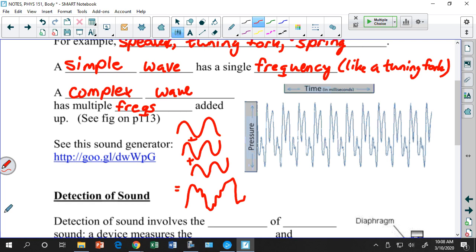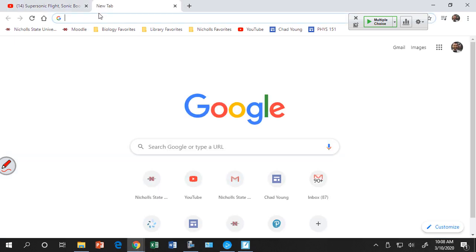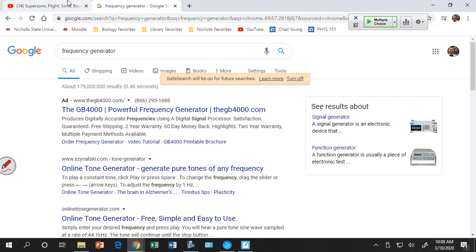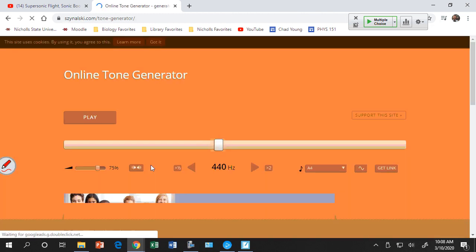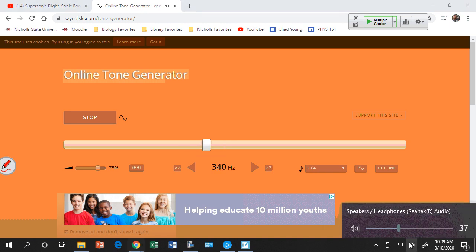Let me show you an example of this. This is kind of cool. I'm just going to search frequency generator on YouTube. This online tone generator allows you to create tones of different frequencies. So this is about the same as that tuning fork.